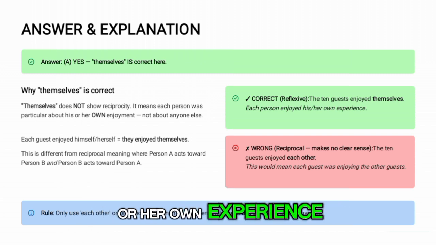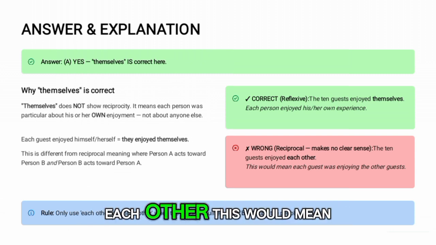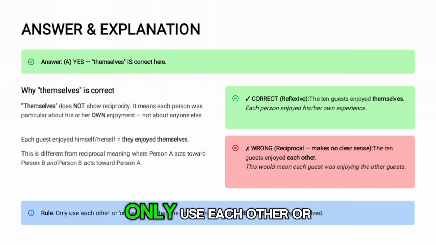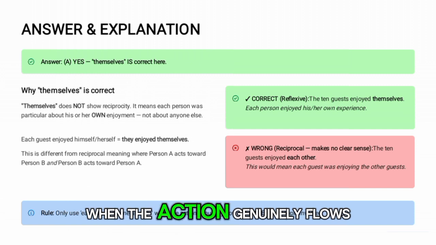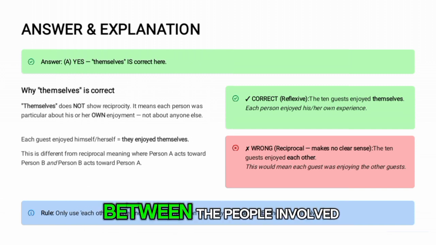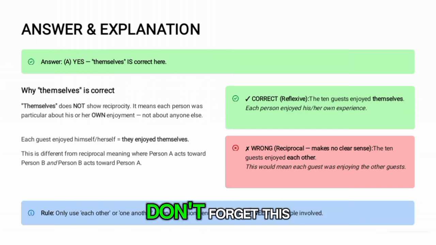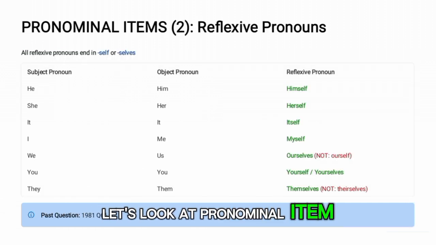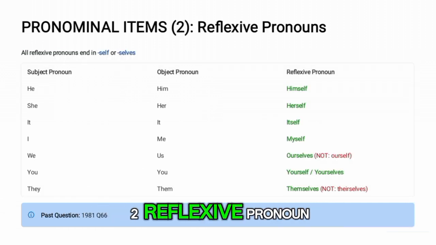So the correct thing to say is the 10 guests enjoyed themselves, meaning each person enjoyed his or her own experience. Each other would mean each guest was enjoying the other guest. Only use each other or one another when the action genuinely flows between the people involved. Don't forget this. Let's look at pronominal item 2, reflexive pronoun.